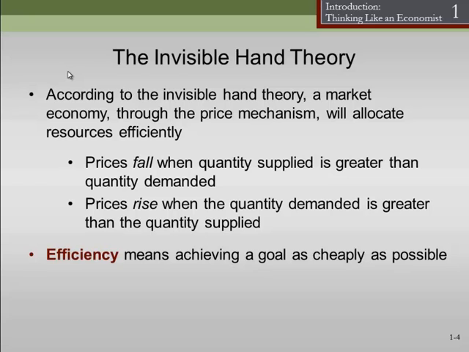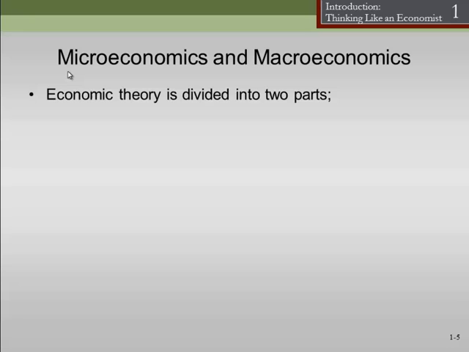Well, let's add to that achieving the right goal as cheaply as possible. So in other words, we produce the right amount of stuff for the lowest cost that we possibly can. And that's what we think we get with the invisible hand. Usually. Not always, but for the most part.